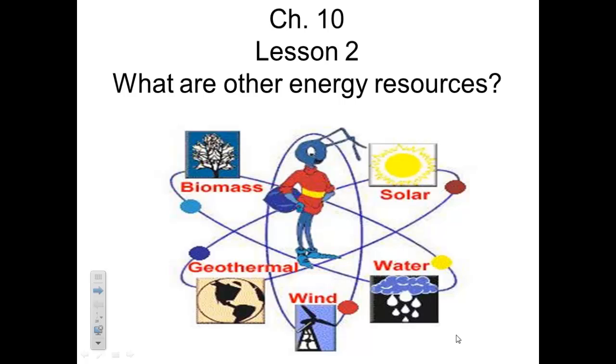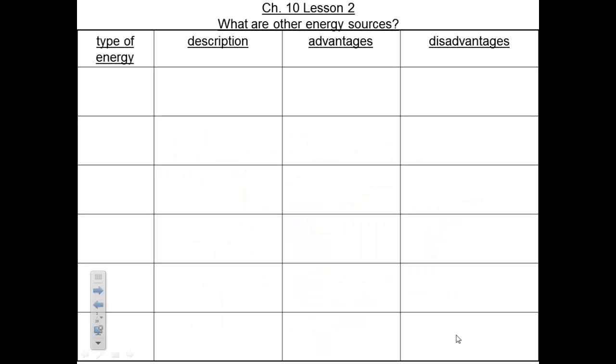In Lesson 2, you are going to learn about other energy sources besides the non-renewable energy sources we learned about in the last lesson. Wind, water, and the sun are renewable energy resources. They can heat homes and make electricity.